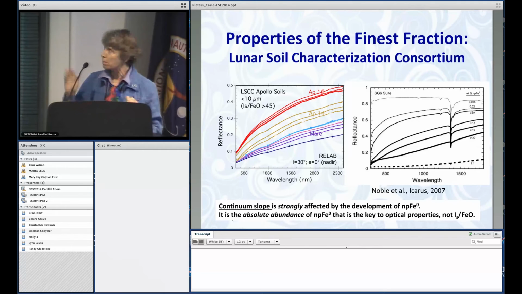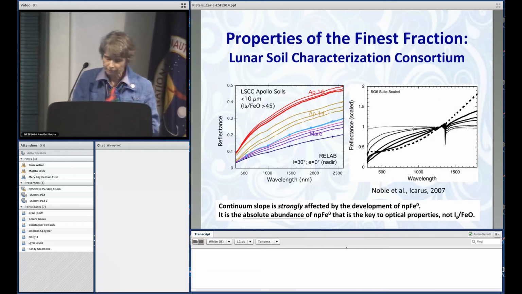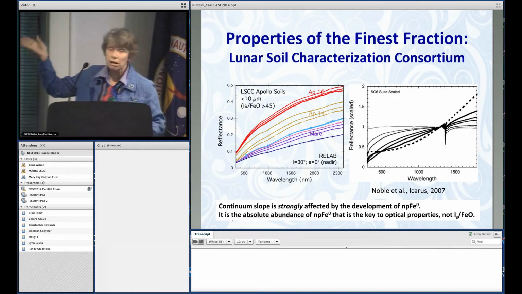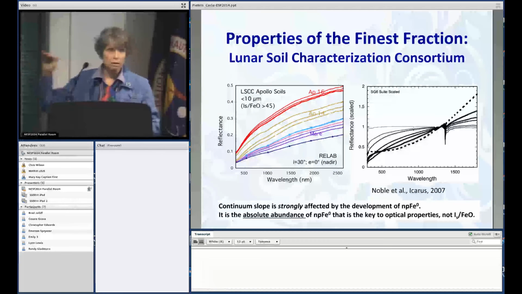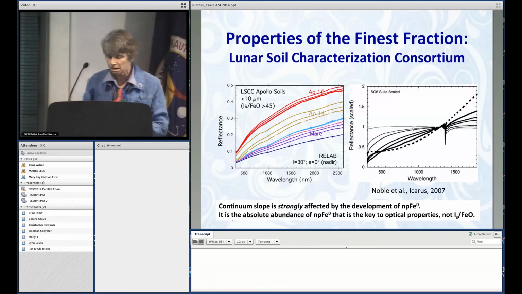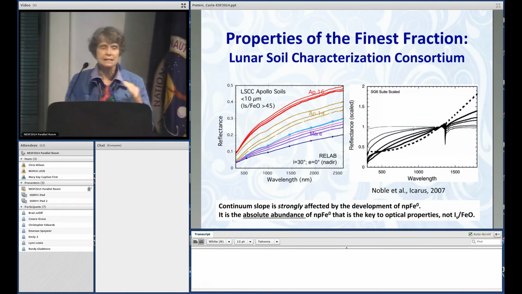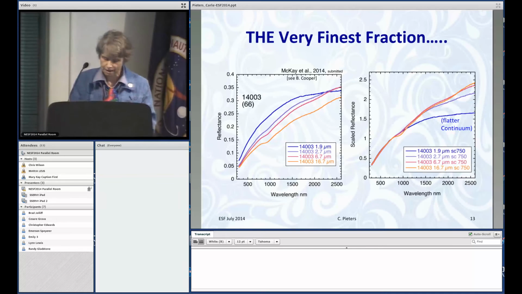imprint on a very important property on the character of the specific soils or even the fraction of the soils that you're measuring. This is the same thing, except that now it's scaled so that you can see these properties. Some are very linear, some are curved, and that's dependent on the relative abundance. And this is only a fraction of a percent. These are tiny amounts, remember. Okay.